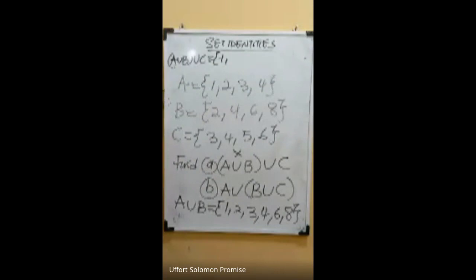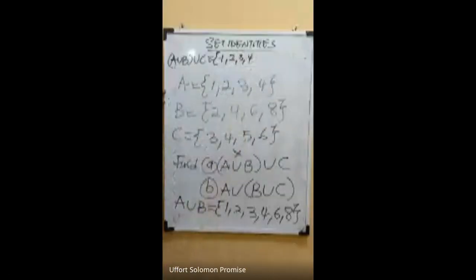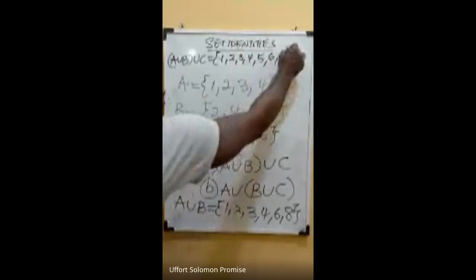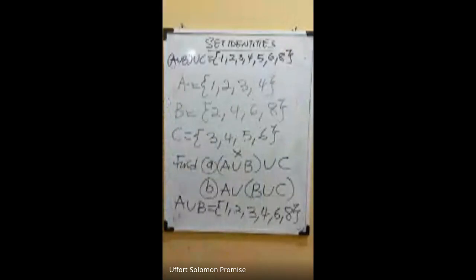A union B union C. That is 1, 2, 3, 4, 5, 6, and 8. Awesome. Very good. 1, 2, 3, 4, 5, 6 and 8. Very simple. That's just how it is.